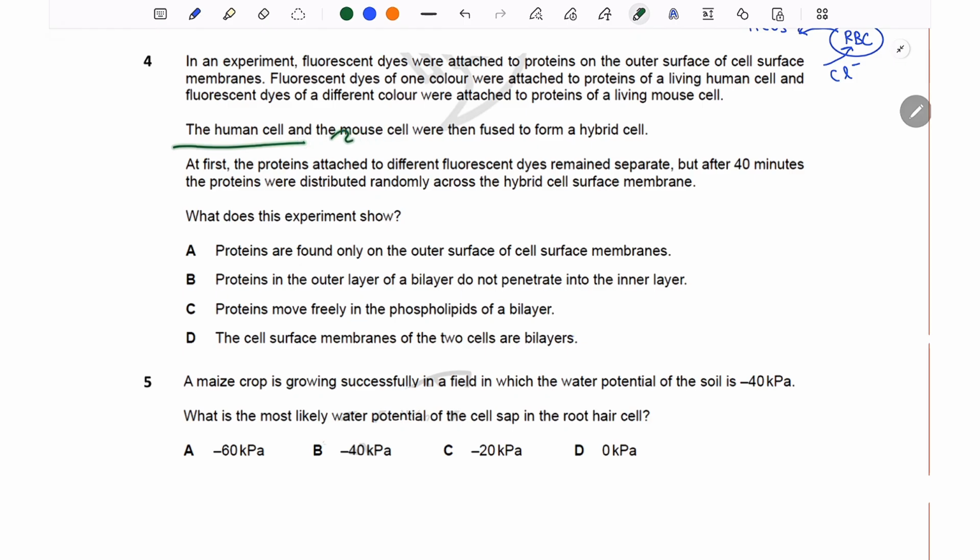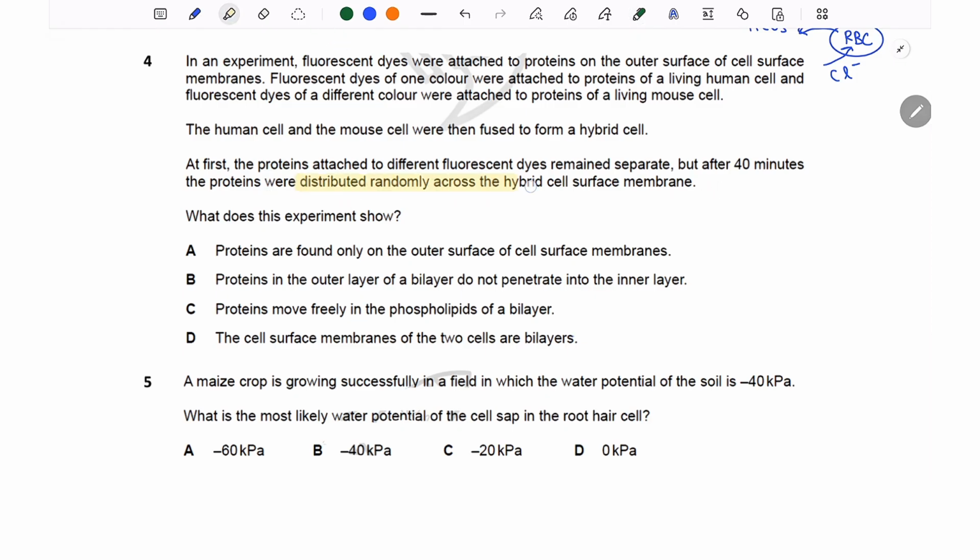The human cell and the mouse cell were then fused to form a hybrid cell. So we learned about hybridoma cells. Similar thing here, but they are not going to be testing you on that. This is more about the cell surface membrane. At first, the proteins attached to different fluorescent dyes remained separate, but after 40 minutes, the proteins were distributed randomly across the hybrid cell surface membrane.